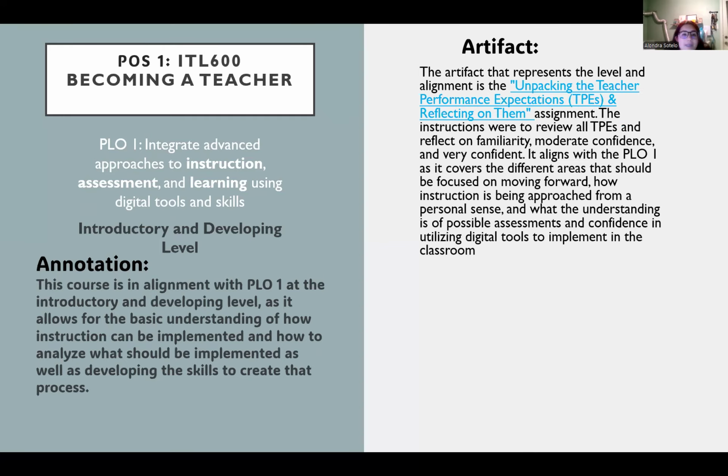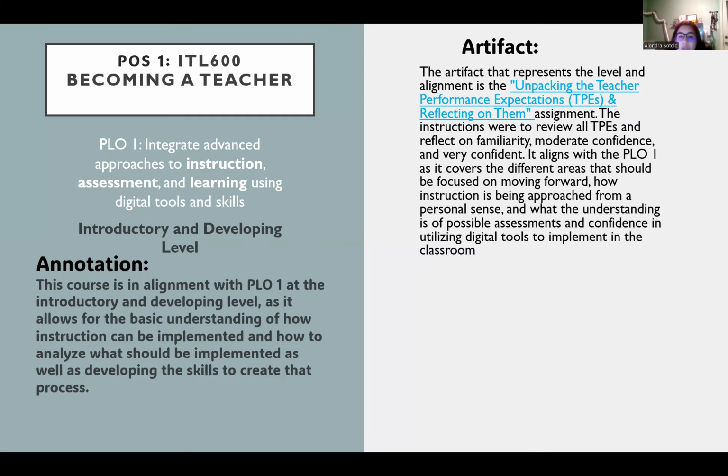POS 1, this is the ITL 600, Becoming a Teacher. PLO 1 is the Integrate Advanced Approaches to Instruction, Assessment, and Learning Using Digital Tools and Skills in the introductory and developing level. This course is in alignment with PLO 1 at the introductory and developing level, as it allows for the basic understanding of how instruction can be implemented and how to analyze what should be implemented, as well as the developing of skills to create this process.